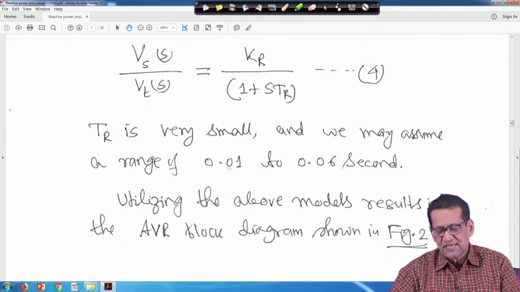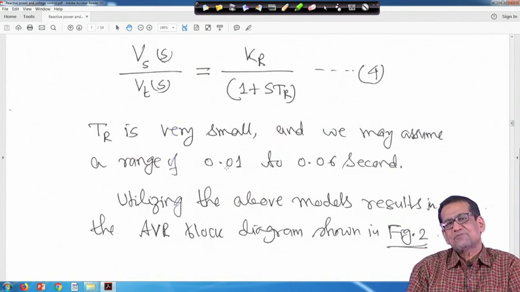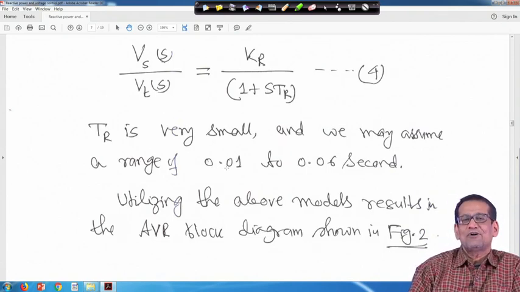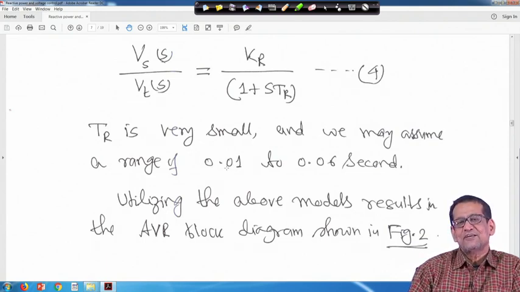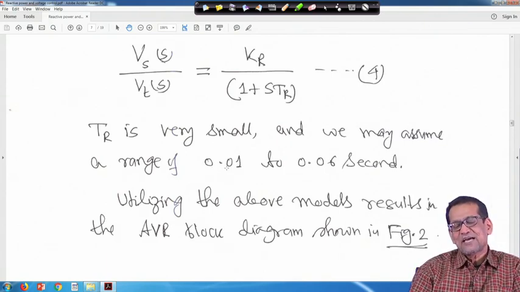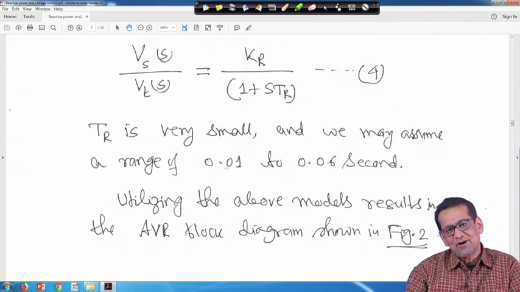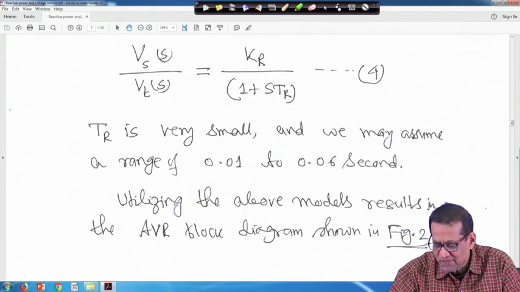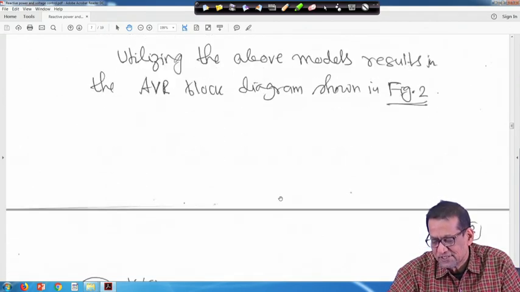That is why, if you look at this simplified model, the time constants are very small compared to the time constants of the governor, turbine and power system. So, that is the generator when we consider load frequency control. That is why these two are decoupled, because when AGC action starts, before that the time constants are so small that their dynamics disappear before AGC starts. So, utilizing the above models results in the AVR block diagram shown in figure 2.